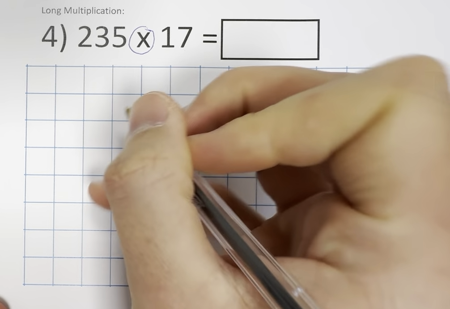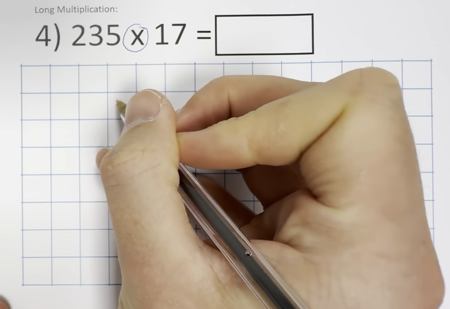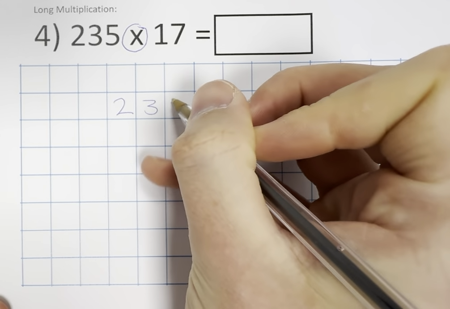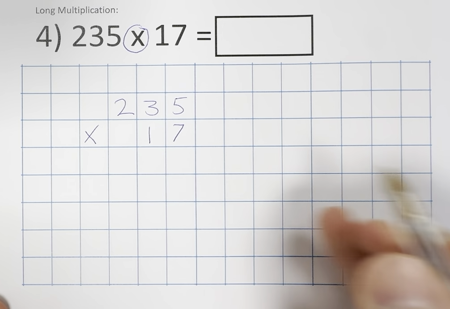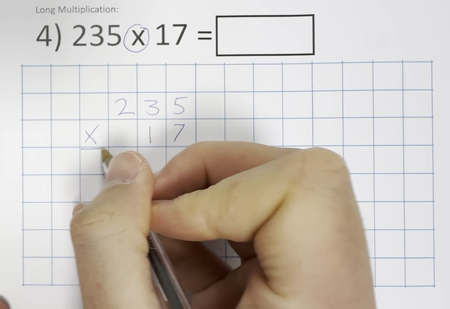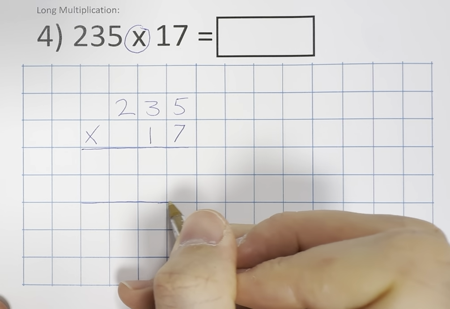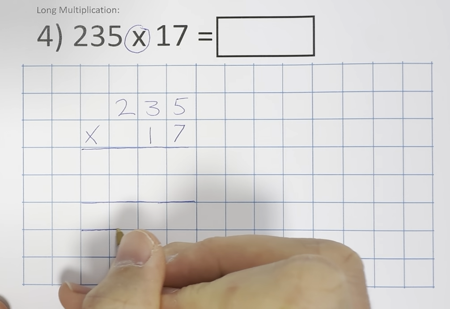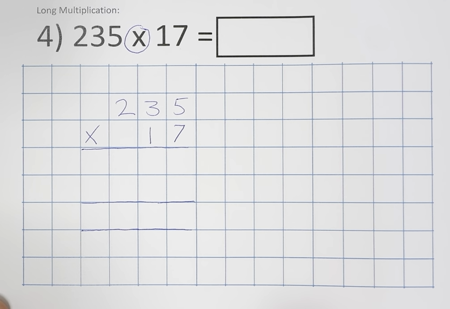So we're going to start off by putting in our two factors. 235 times 17. Now, because we are timesing by a 2-digit number, we are going to do two lines with two squares in between and another line which is going to be where our answer goes.